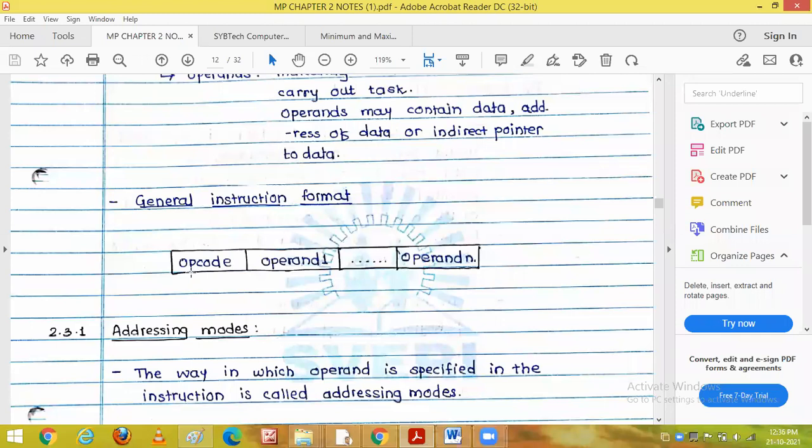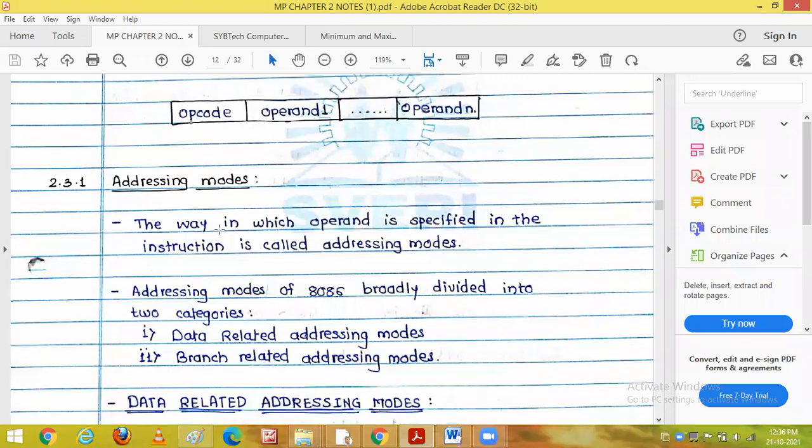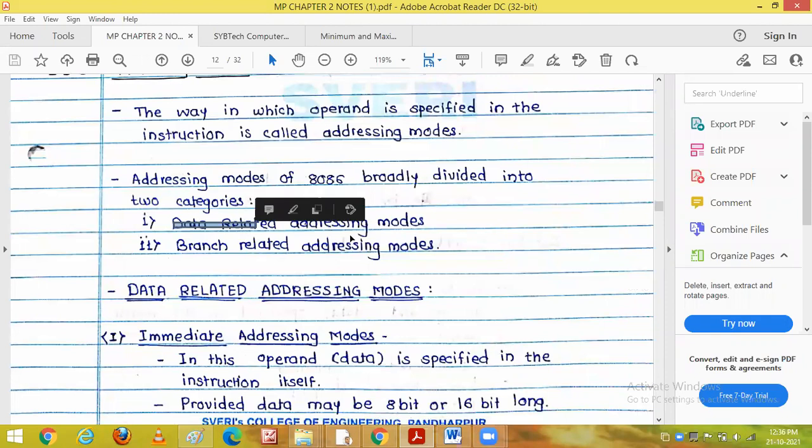What is that general instruction format? That is opcode and operands. The operands may be one operand, two operands, three operands, up to n operands. Okay. So now onwards, we will start with the addressing modes. In the addressing modes, as I said, there are two main categories. One category is data related, and one more category is branch related. So now we will go to the first one, data related addressing modes.